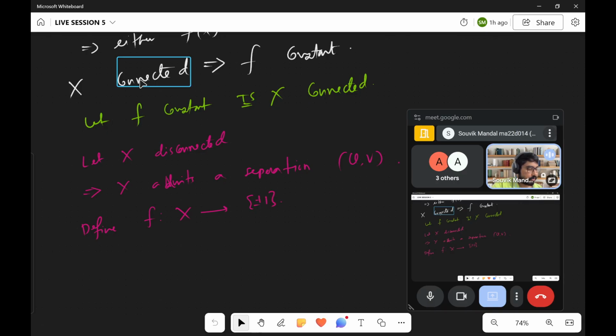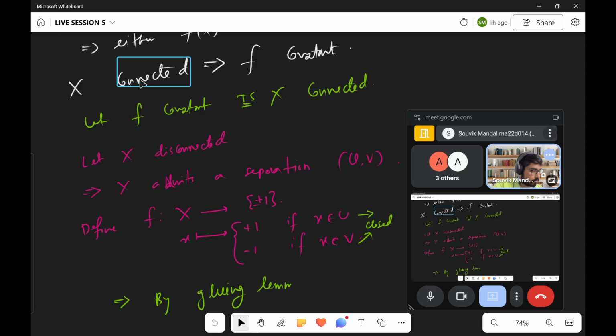Now we are defining f from X to plus minus 1 by x going to plus 1 if x belongs to U, and minus 1 if x belongs to V. And the point is that U and V are both closed sets, being a separation. So this implies by the gluing lemma that f is continuous.